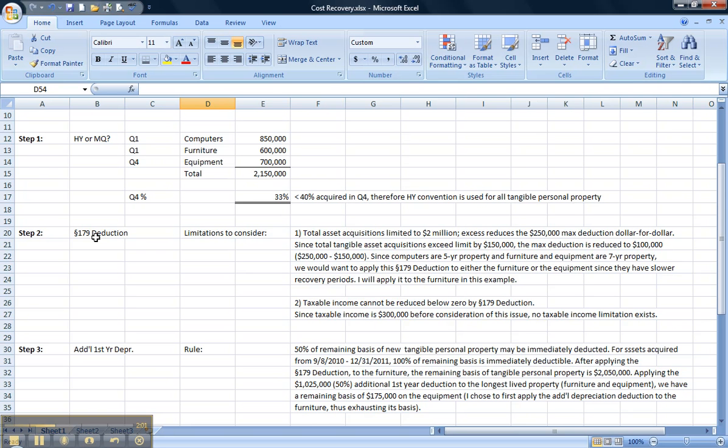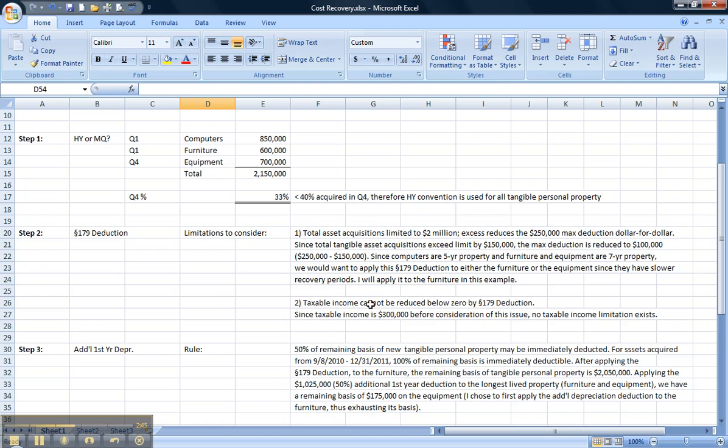You have to think about the two limitations that exist when you think about Section 179. The first limitation is total acquisitions in excess of $2 million. Remember, you only get this $250,000 maximum deduction if your total asset acquisitions were $2 million or less. As soon as those total acquisitions go over $2 million, you reduce dollar for dollar this $250,000 maximum deduction. So here we've got $2,150,000 of acquired tangible property. So we are over $2 million. This excess over $2 million, $150,000, needs to come off this $250,000, and we're reducing our Section 179 deduction to $100,000.